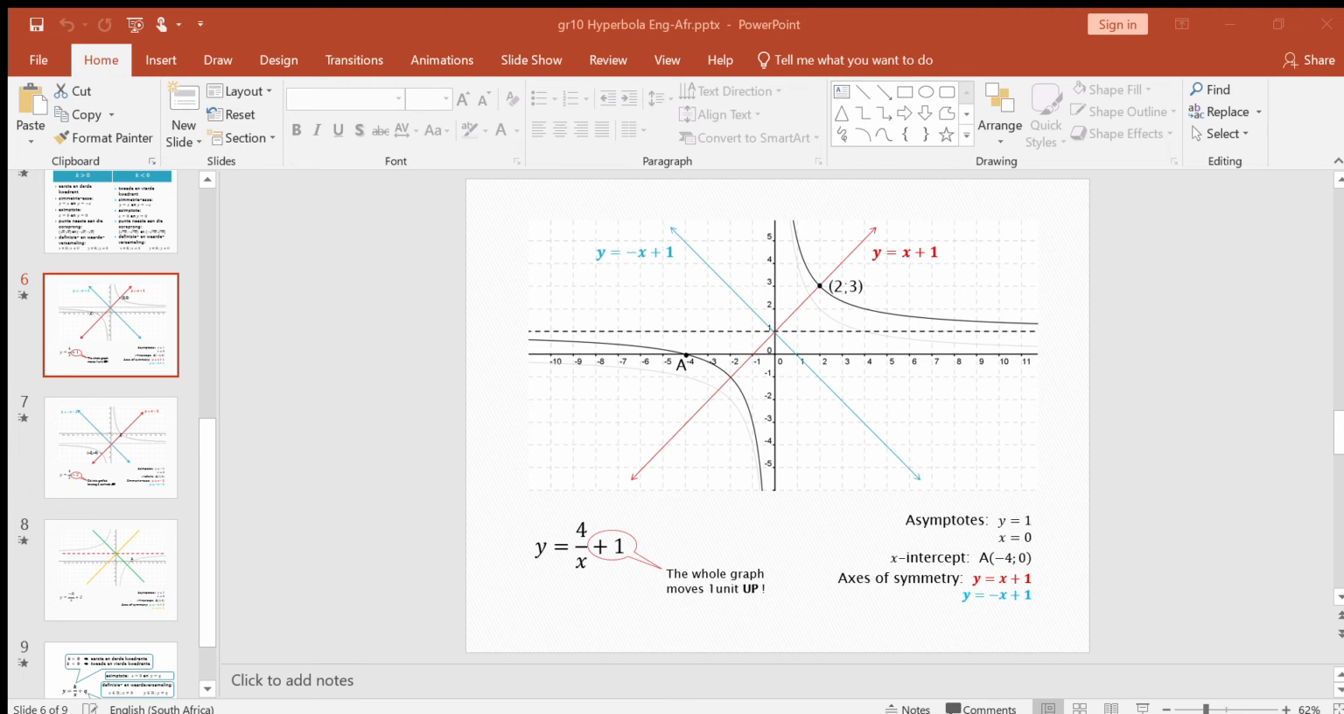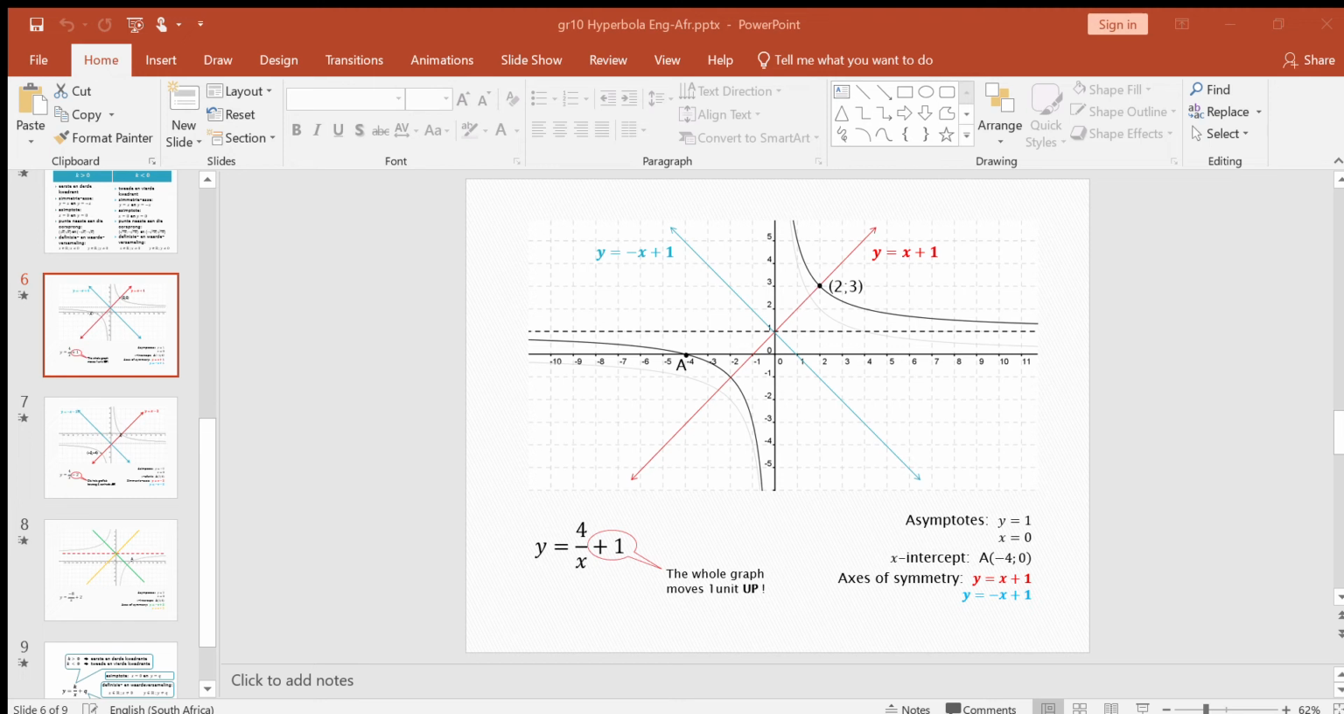Okay, done. Your axis of symmetry. Hy was gewoonlik, y is gelyk aan positief 1. Jy het nogal daarvan gevra, positief 1, x. But, now that line also, remember everything moves up 1 unit. Daai lyntjie skuif nou ook 1 eenheid op. Nee.